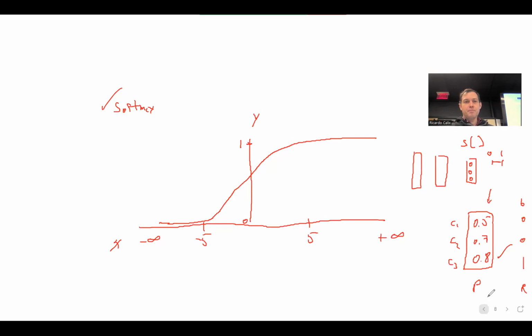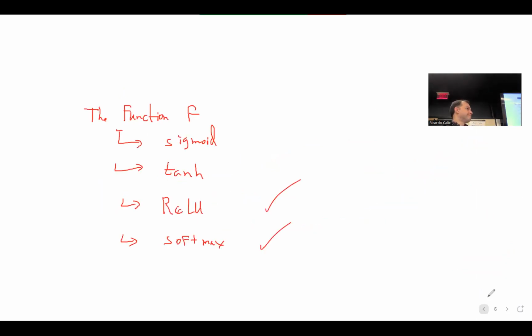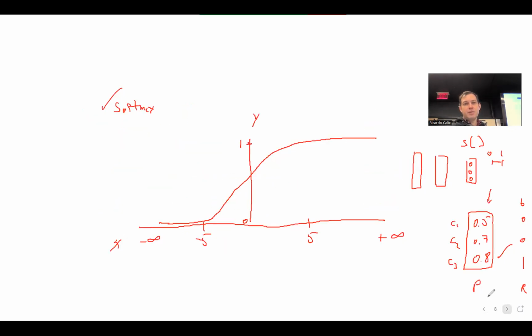All right, so that's the sigmoid function. Let's look at the next one. What was the next one? If you're paying attention, tanh. All right, so that's the tanh. So what's the difference between the sigmoid and the tanh? Anyone know? Nope. All right, so tanh has its usefulness, actually.